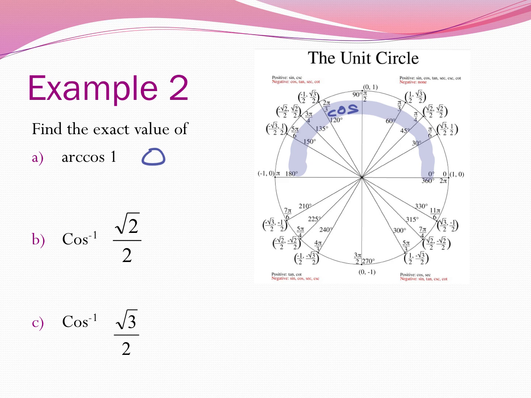Okay. So where's cosine root 2 over 2? Pi over 4. Where's cosine root 3 over 2? Pi over 6. All of that happened to be in the first quadrant, okay? But it also can be in the second quadrant. If it was negative, it'd be in the second quadrant.